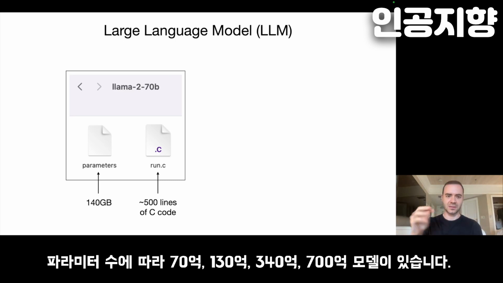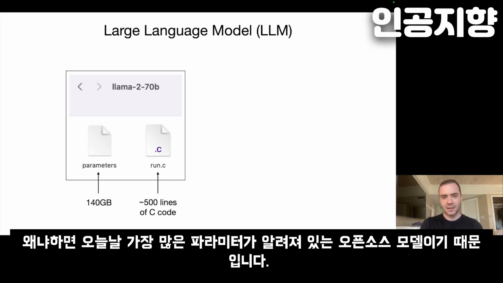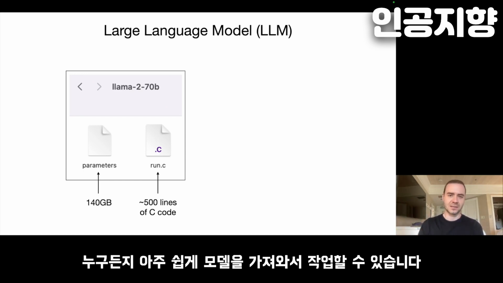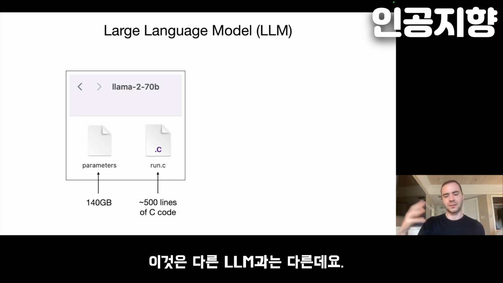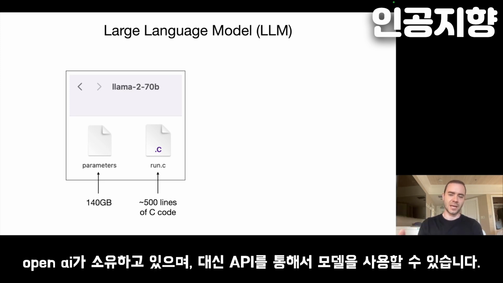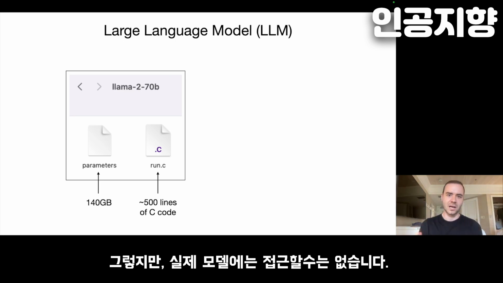So there's multiple models belonging to the Llama 2 series: 7 billion, 13 billion, 34 billion, and 70 billion is the biggest one. Now, many people like this model specifically because it is probably today the most powerful open weights model. So basically the weights and the architecture and a paper were all released by Meta. So anyone can work with this model very easily by themselves. This is unlike many other language models that you might be familiar with. For example, if you're using ChatGPT or something like that, the model architecture was never released. It is owned by OpenAI, and you're allowed to use the language model through a web interface, but you don't actually have access to that model.